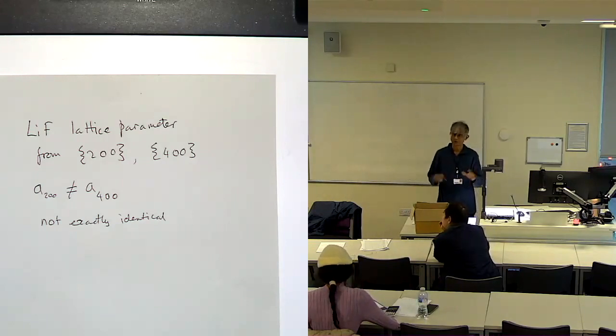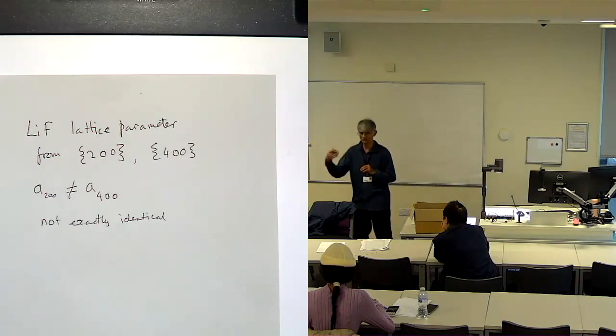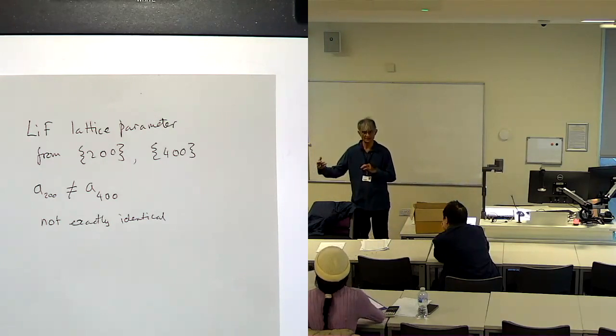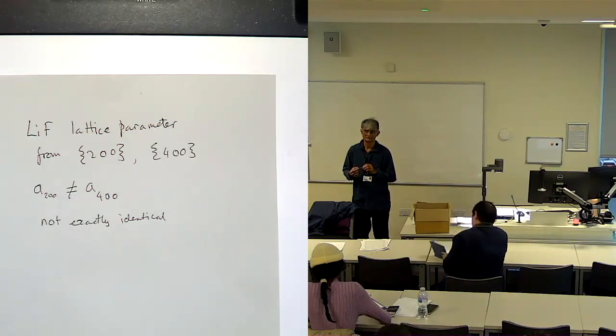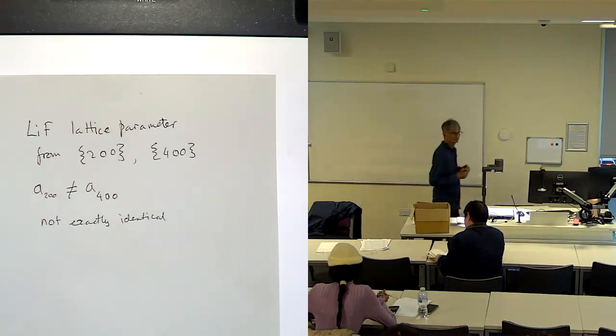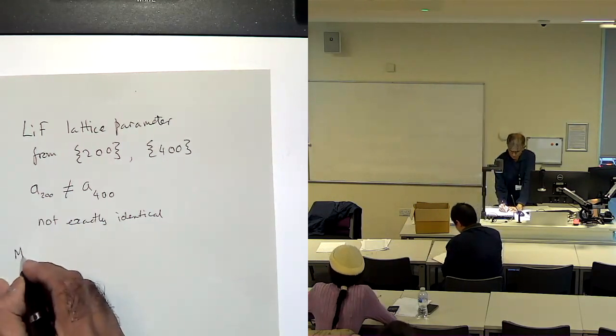Now, if you go back to when I introduced X-ray diffraction, not a single one of you remembered that a more accurate lattice parameter comes from a larger angle theta. Can anybody remember why? So, more accurate lattice parameter.